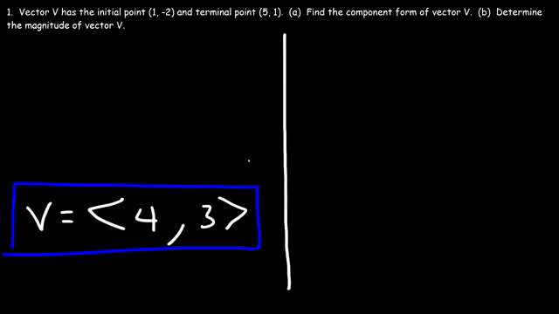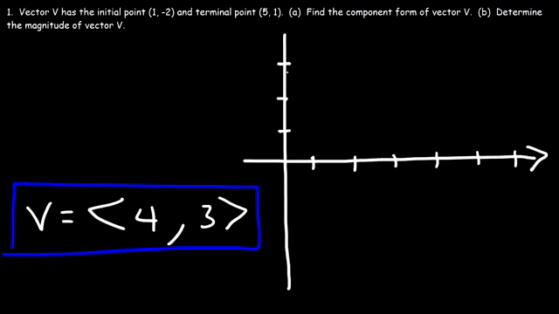Let's illustrate this with a graph. So the initial point is at (1, -2). So here it is. And the terminal point is (5, 1). I was going to plot 6, 1. Here's (5, 1). So this is the initial point and this is the terminal point.